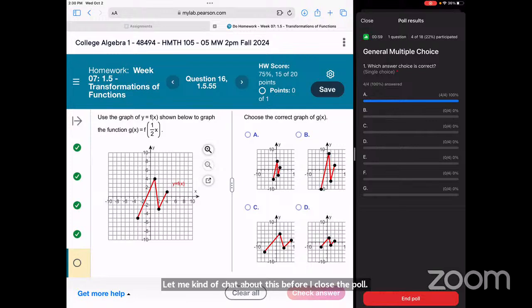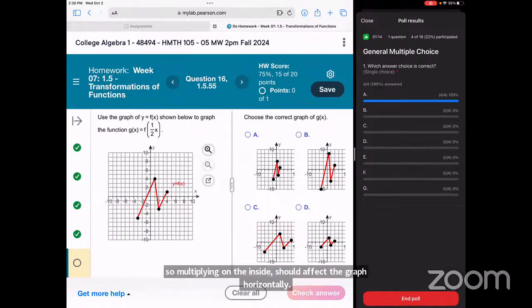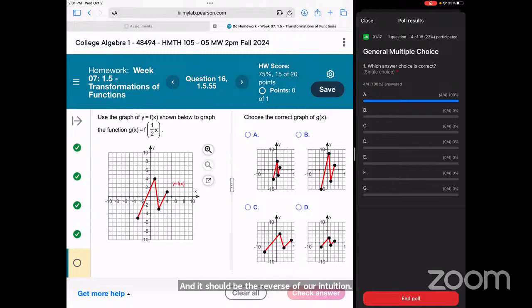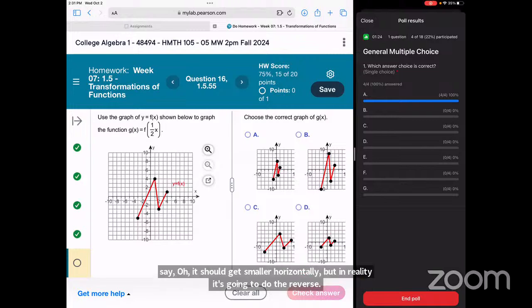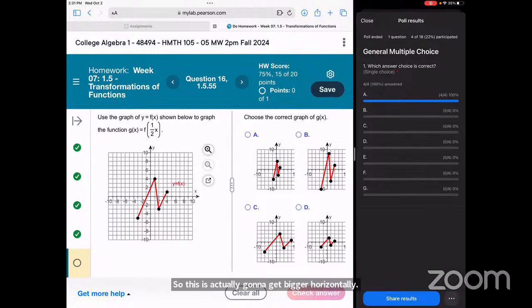So the original function f of x is given on the left, and the manipulation is they multiply the inside by a number between 0 and 1. Multiplying on the inside affects the graph horizontally, and it should be the reverse of our intuition. This is a small number, so you might be tempted to say it should get smaller horizontally, but in reality it does the reverse. It actually gets bigger horizontally. So I'm going to close the poll. It should cause a horizontal stretch by a factor of 2, which I think is C. I'm going with C on this one.